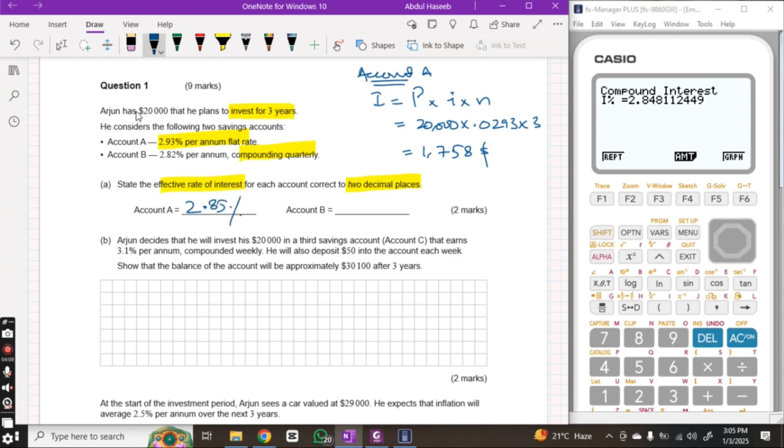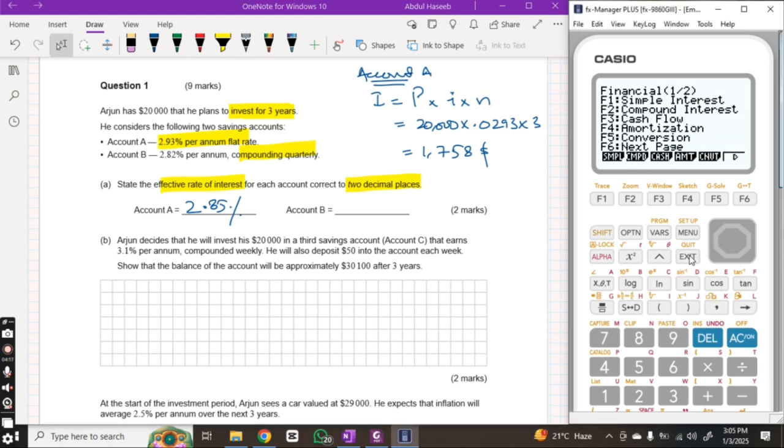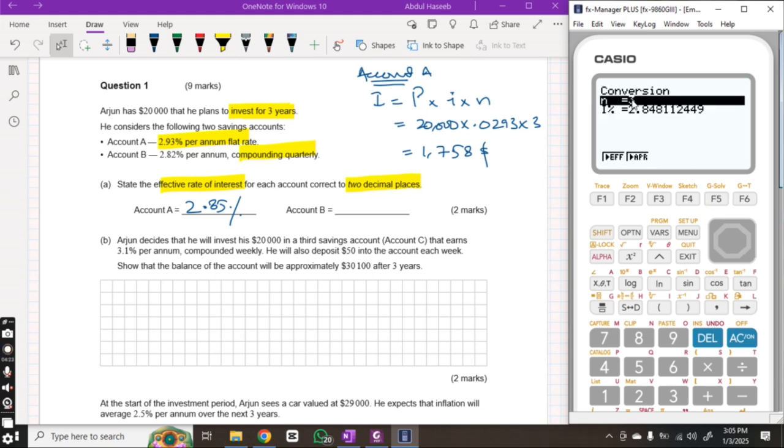For account B, it's already in compounded quarterly format. So we will go again to the calculator. Now we'll press 5 for the conversion. So N is 3, and percentage I is 2.82. So the effective rate is 2.846, and to two decimal places, this is 2.85. So it turns out that both accounts offered the same effective rates. So they pretty much would be offering the same return on investment.